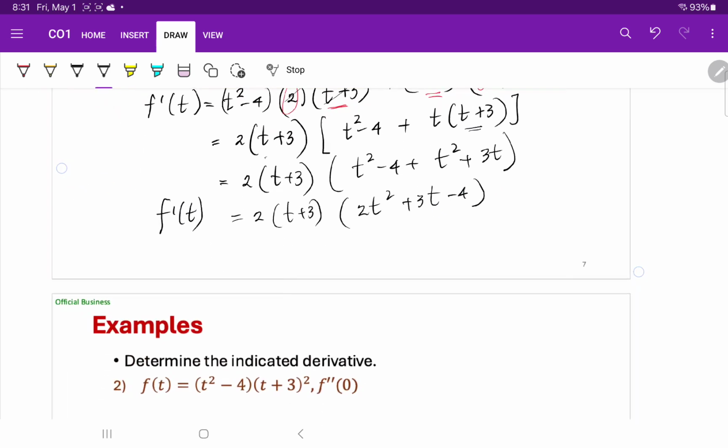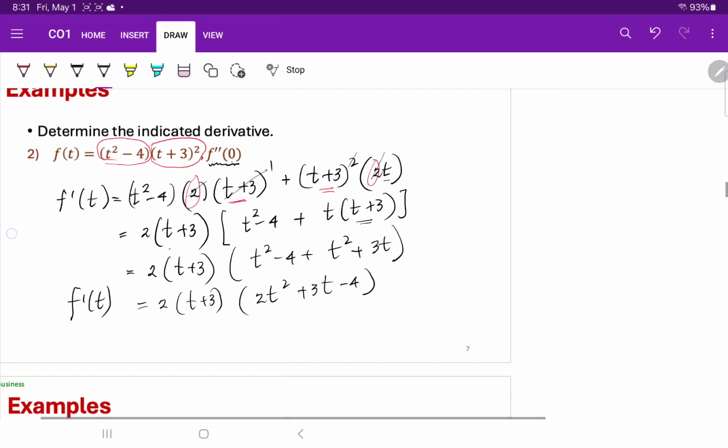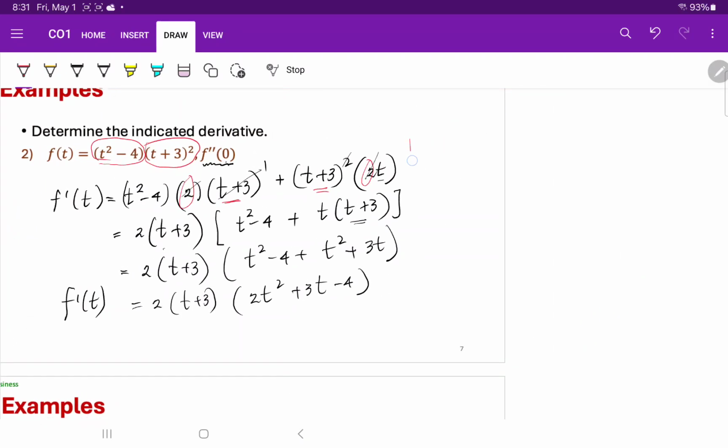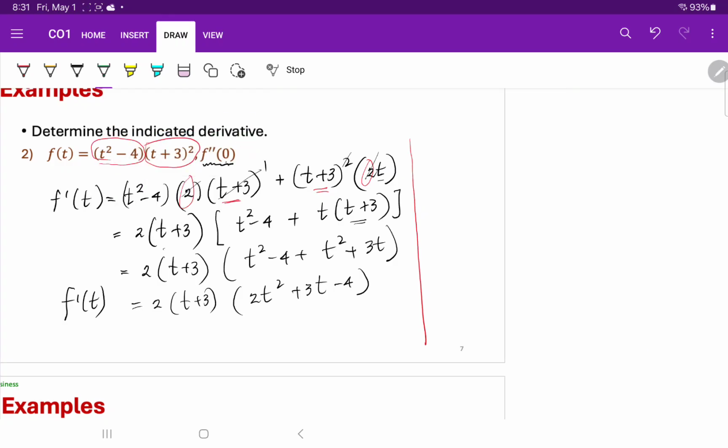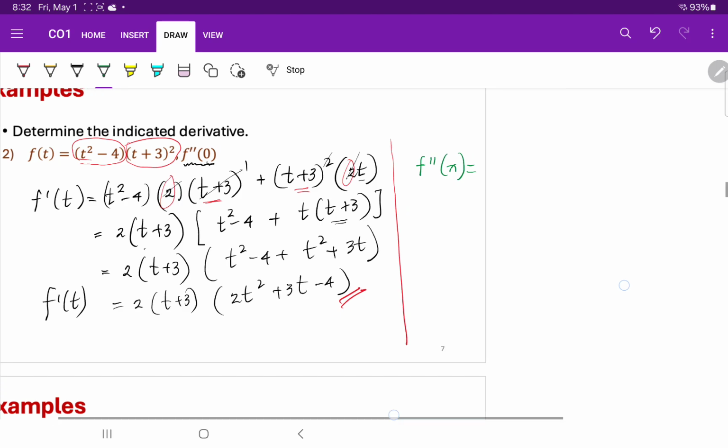But what is asked is f double prime. So we continue by solving for the second derivative. Let's use a different color for the second derivative. So for the second derivative, we need to differentiate this one. Okay, so what is our second derivative? So we differentiate the first derivative.